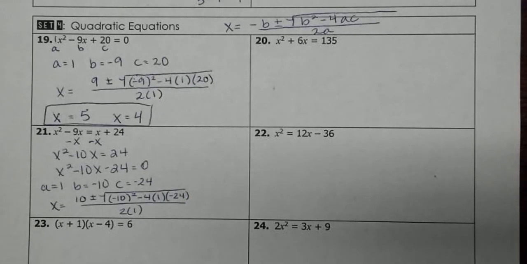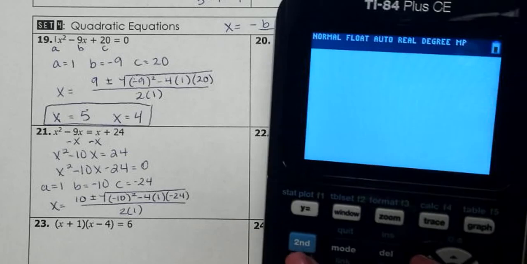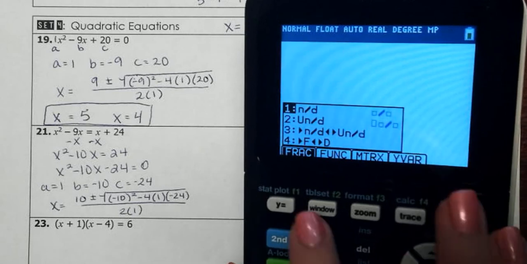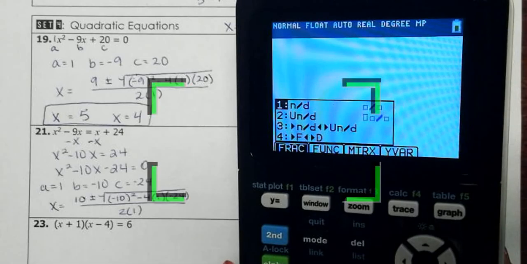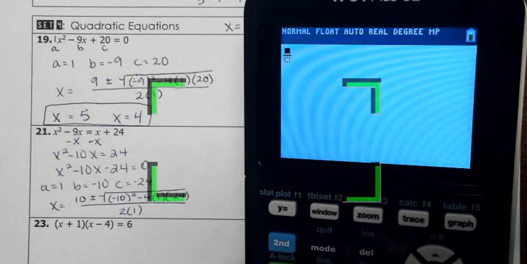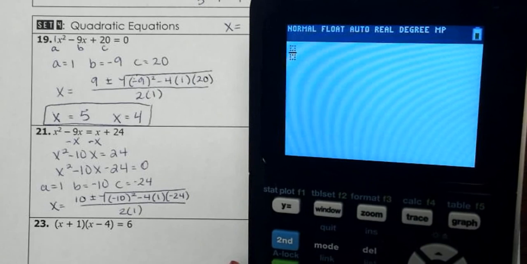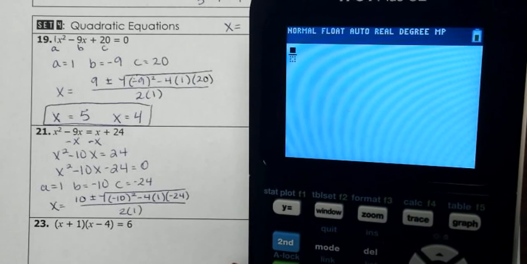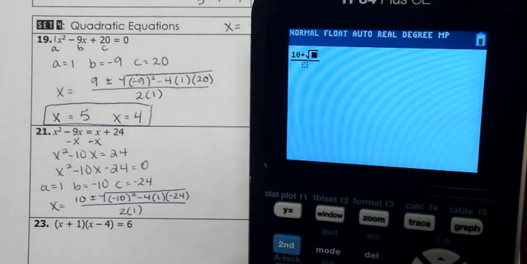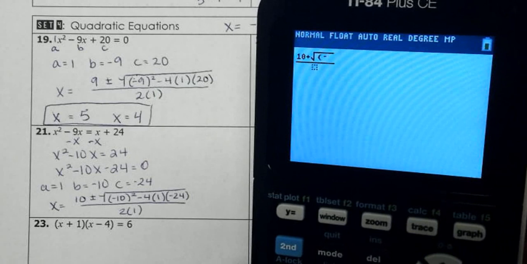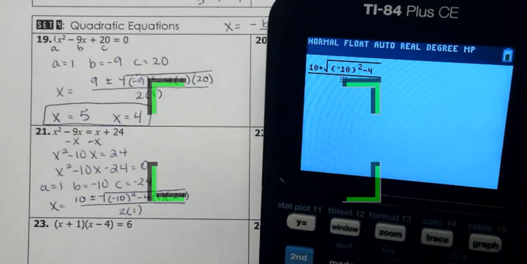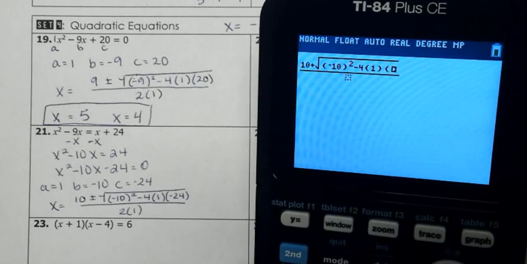Okay. So you're going to press alpha, which is this little green key here. You're going to hit alpha, y equals, and it'll pull up this little menu. And notice number 1, it says n divided by d. You're going to hit enter on that, and it's going to pull up a little fraction here. So now you can see you're in the top part of the fraction. You're going to type in 10 plus the square root, parenthesis negative 10, close parenthesis squared, minus 4 times 1 times the negative 24.